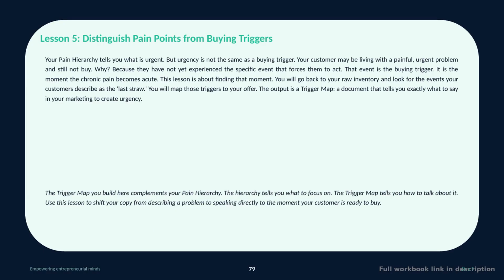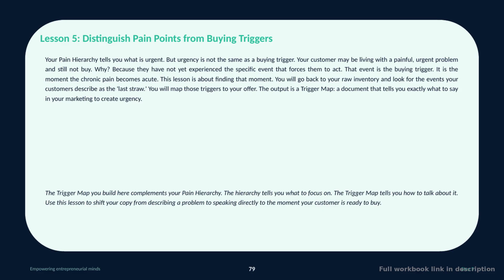Your pain hierarchy tells you what is urgent, but urgency is not the same as a buying trigger. Your customer may be living with a painful, urgent problem and still not buy. Why? Because they have not yet experienced the specific event that forces them to act. That event is the buying trigger. It is the moment the chronic pain becomes acute. This lesson is about finding that moment.